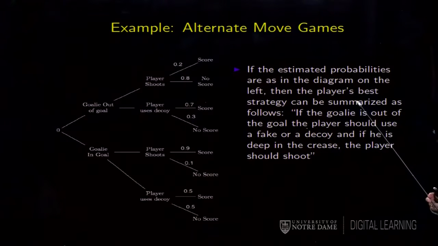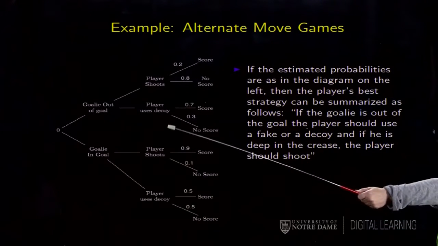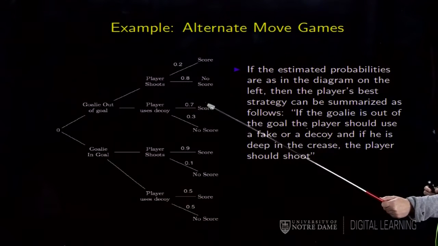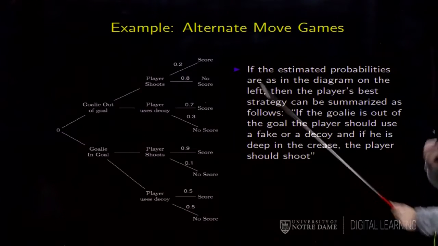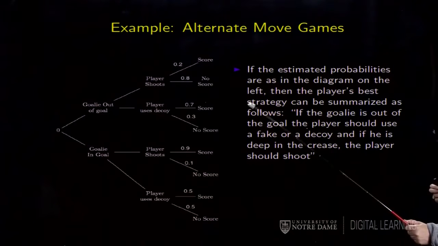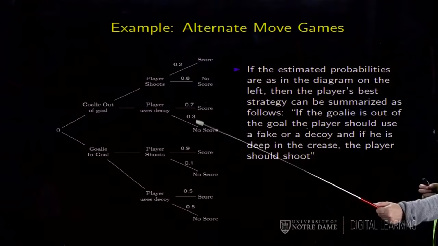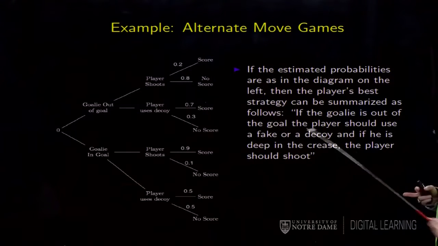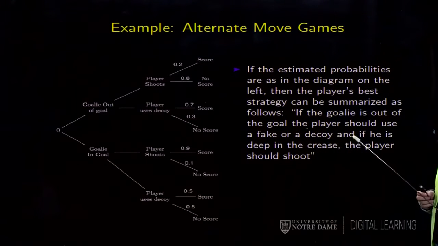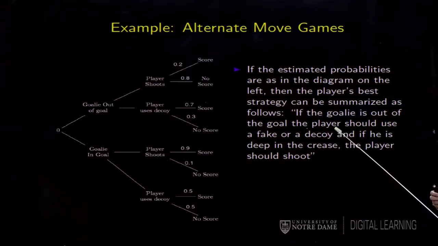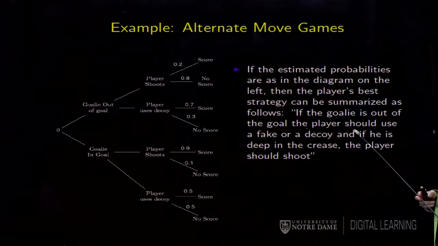So if the goalie is out of the goal, then if the player chooses to use a decoy, they have a 70% chance of scoring. But if they decide to shoot, they have a 20% chance of scoring. So the best strategy depends on what the goalie is doing. If the goalie is out of the goal, then the player maximizes their probability of scoring by using a decoy. So the strategy must include an if-this-then-that type statement. So if the goalie is out of the goal, then the player should use a fake or a decoy.